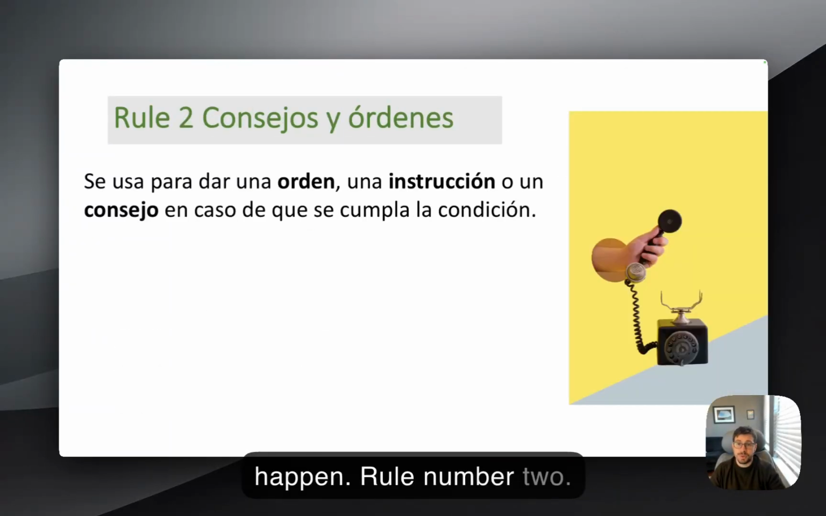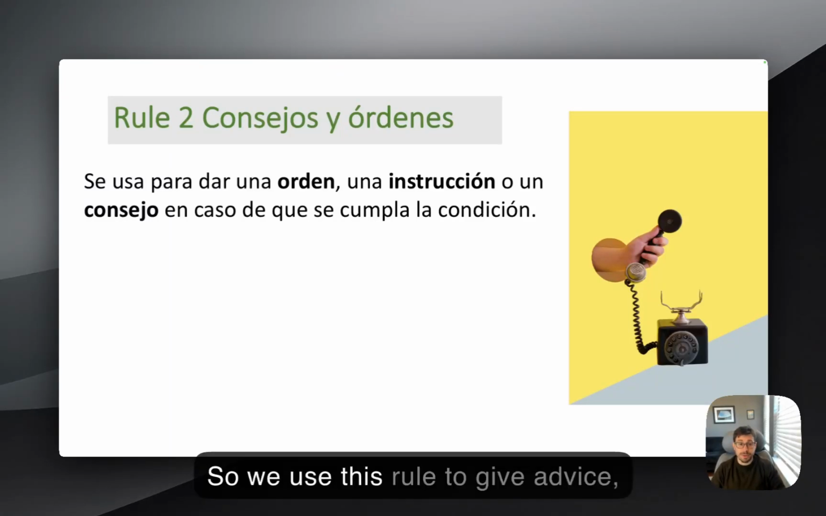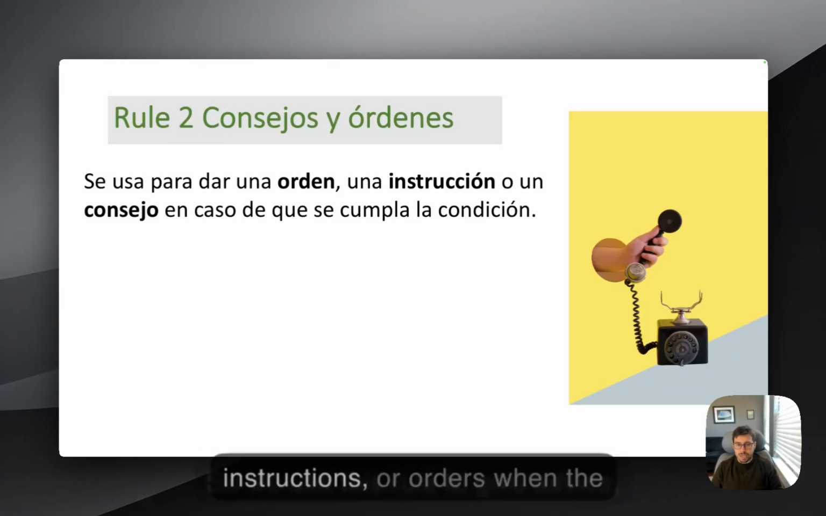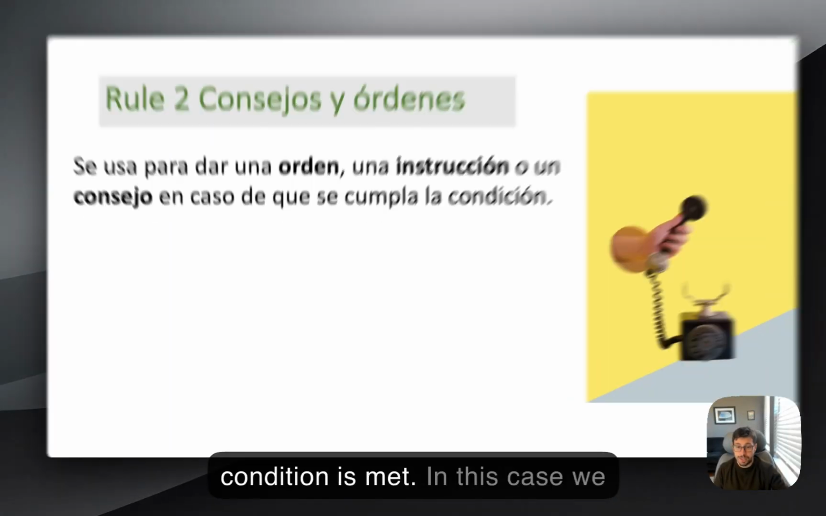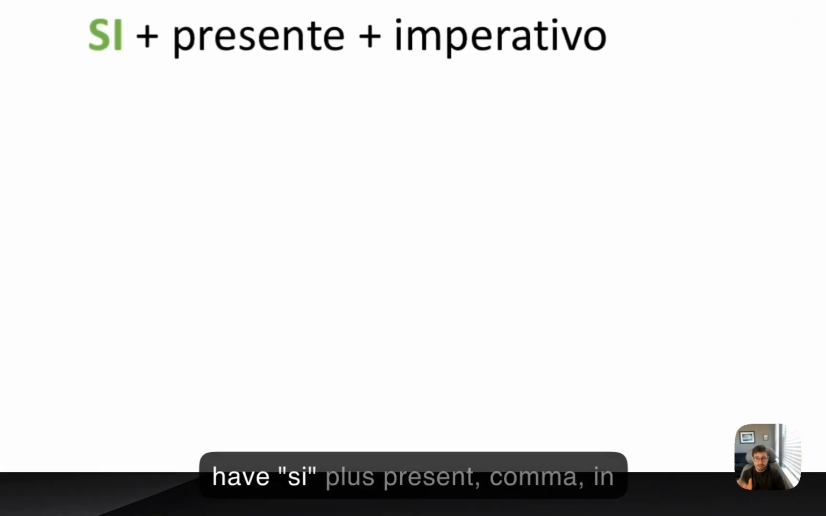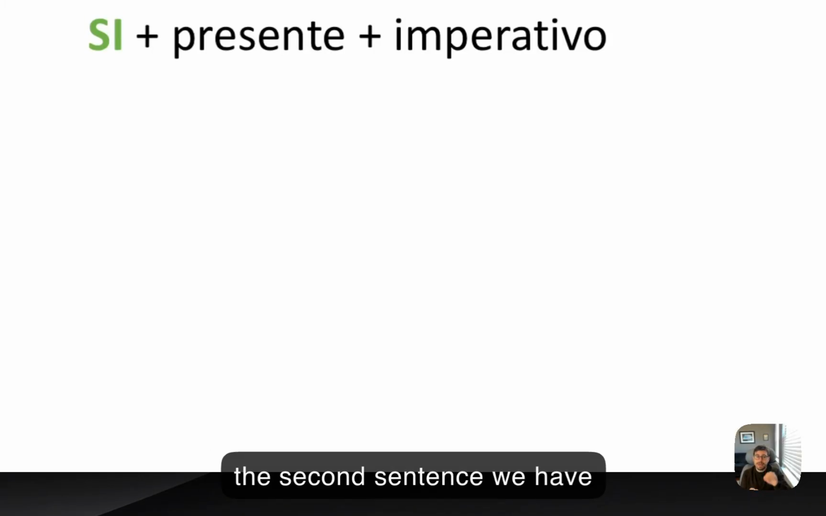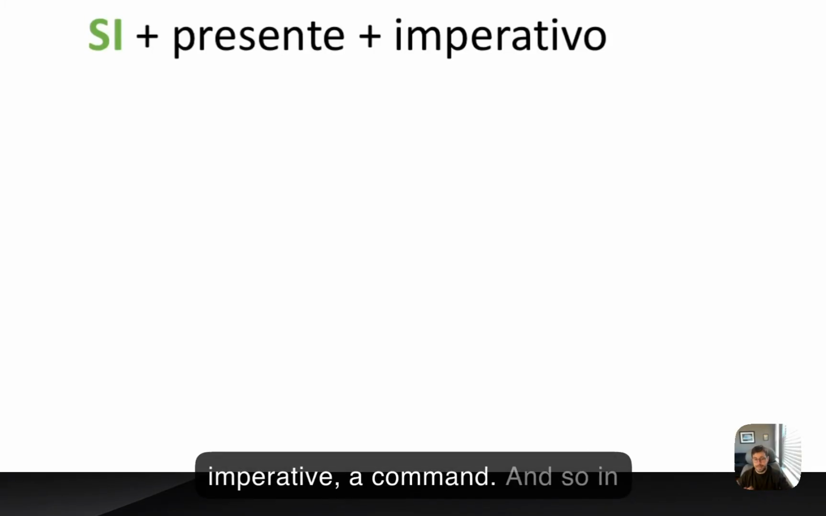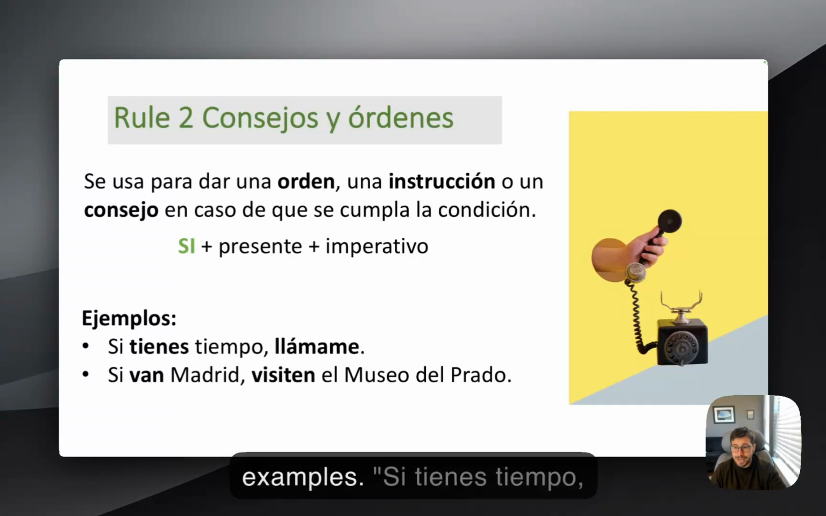Rule number 2, consejos y órdenes. So we use this rule to give advice, instructions, or orders when the condition is met. In this case, we have sí plus present, comma, in the second sentence we have imperative, a command. And so in this case, I can show you a few examples.